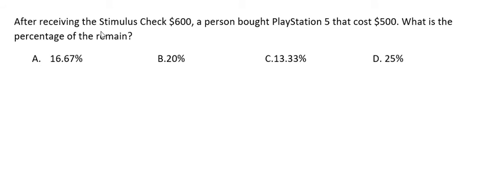After receiving the stimulus check, $600, a person bought a PlayStation 5 that cost $500. What is the percentage of the remain? The remain means how much money you have left after purchasing, and this is about the remain. We need to calculate this one.